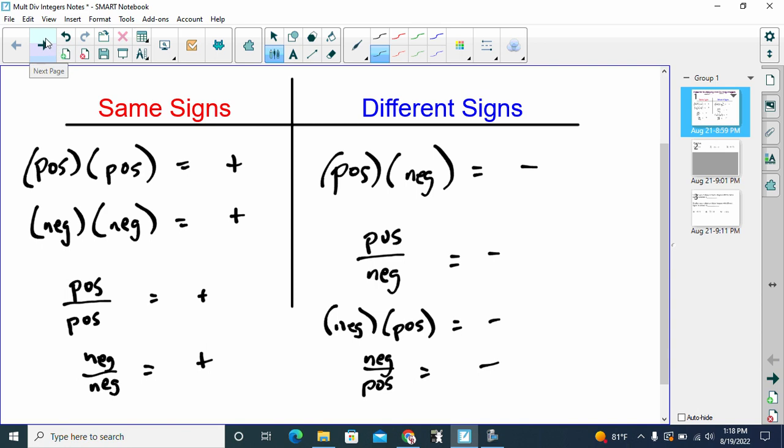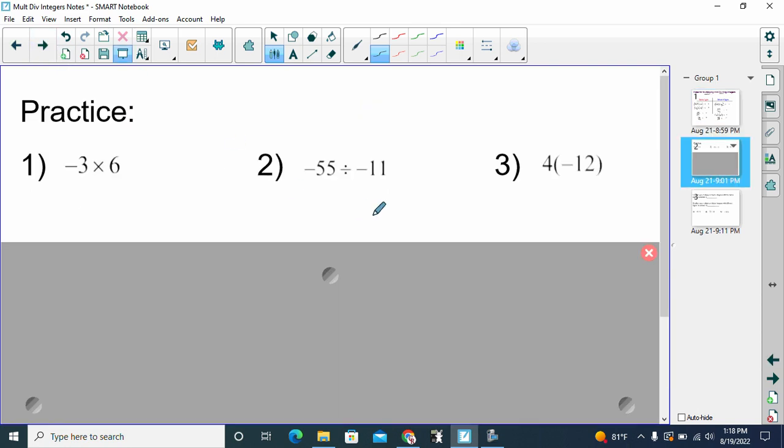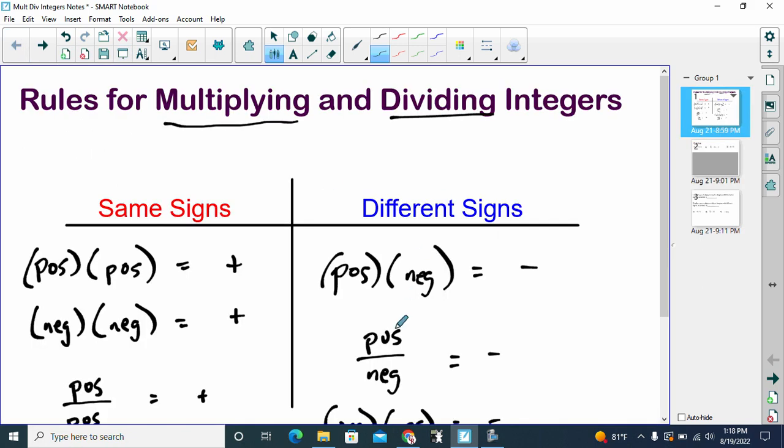So let's go ahead and take a look at a couple examples here. Number one says -3 times 6. So 3 times 6 is 18. And negative times positive, when we have different signs, negative and positive, I get a negative.